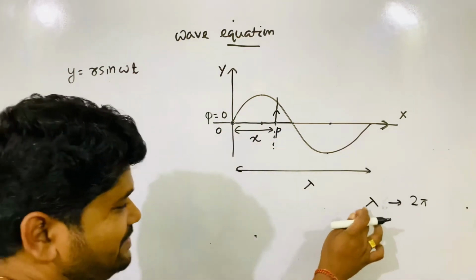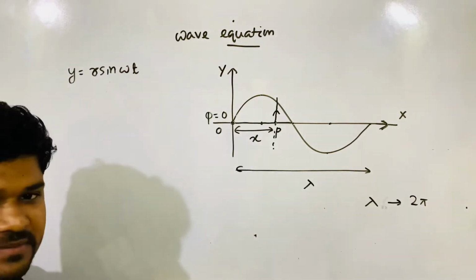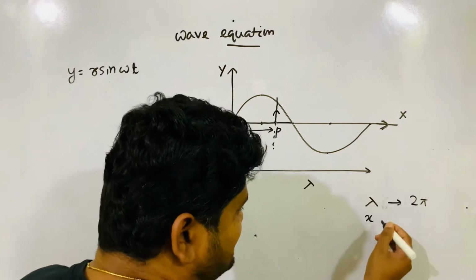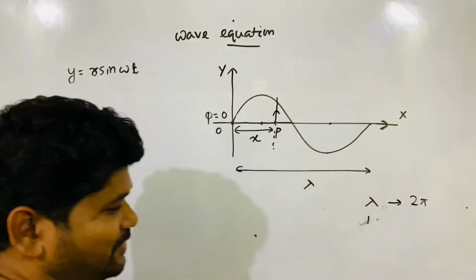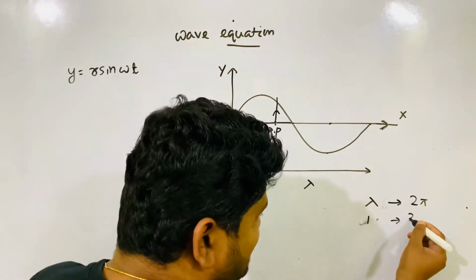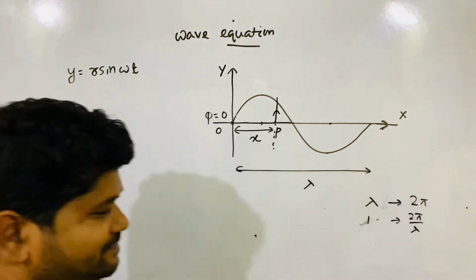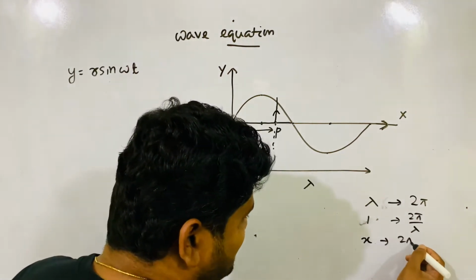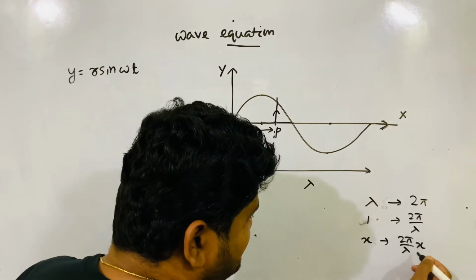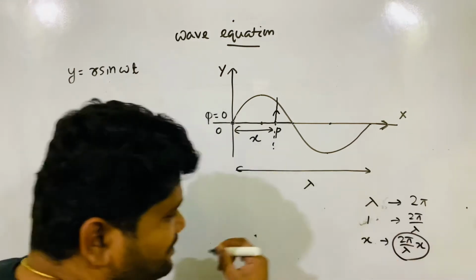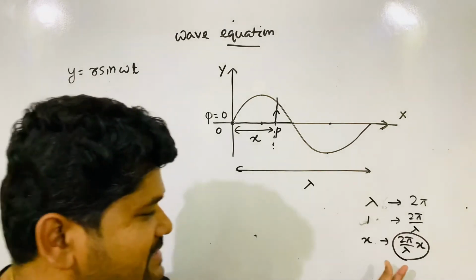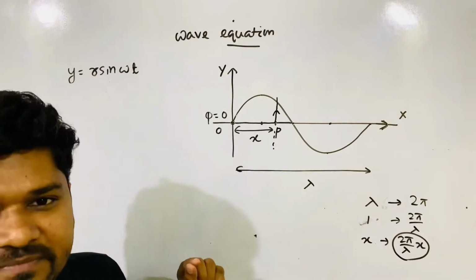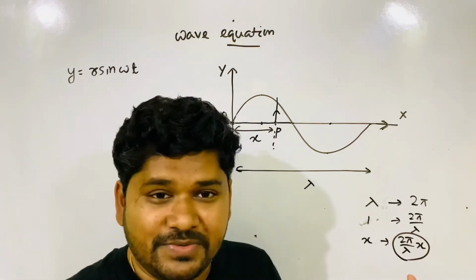So when path difference is lambda, then phase difference is 2 pi. When path difference is 1, then phase difference is 2 pi by lambda. When path difference is x, then phase difference is 2 pi by lambda into x. This is the phase difference between this and this particle. Again I am telling you.